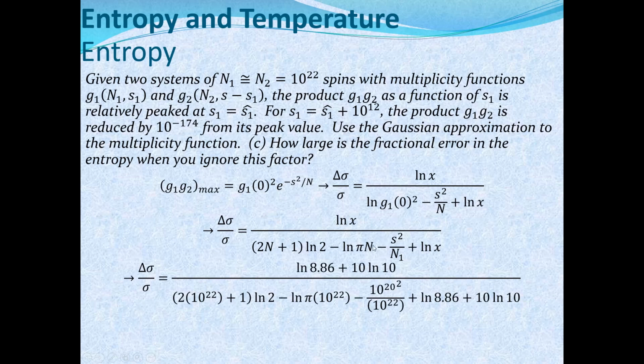So simplifying all this, moving things around, like I said, starting to plug in the numbers that were given, we end up getting that the fractional error in the entropy is 1.8 times 10 to the negative 21.